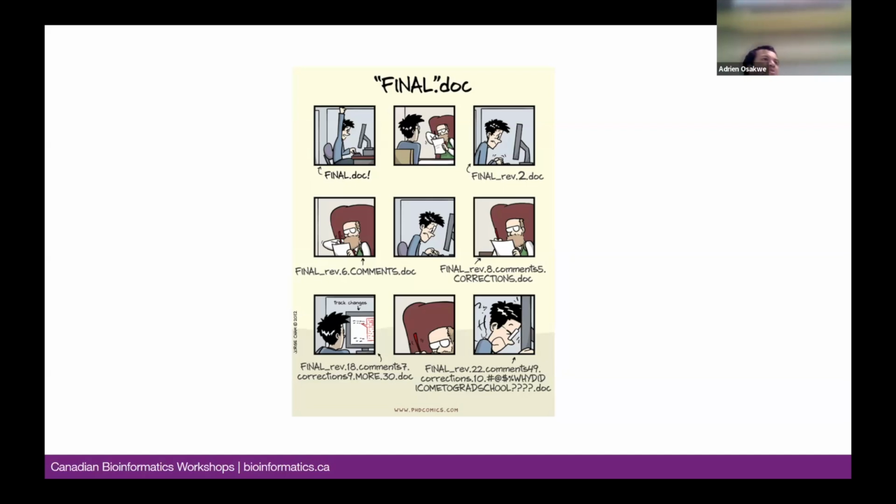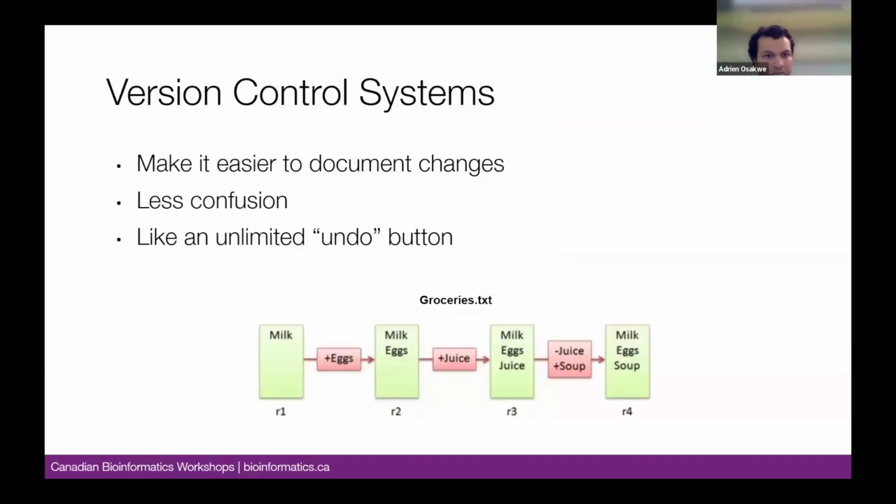So I need a way to track all of the changes I've made to my files, and easily know what the most recent version is. This is where version control systems come in. The main reason it has come into play is that it makes it easier to document changes, which allows for less confusion, and you can treat it as an unlimited undo button. Instead of trying to rename files in a way that tells you which is the most recent one, a version control system keeps track of that and lets you actually describe what those changes are.